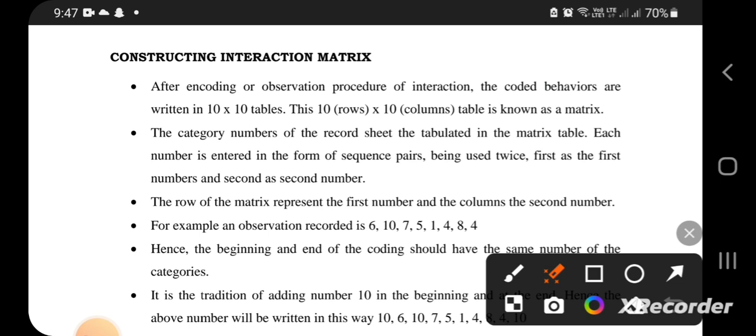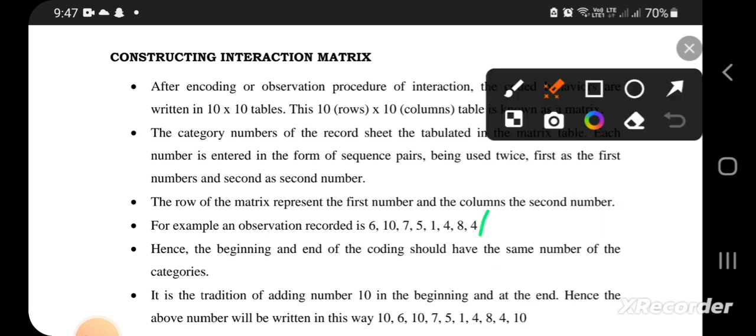Incorporating the number 10 as specified, we begin and conclude the sequence with the number 10. This means that our original observations need to be modified accordingly. The original sequence provided is 6, 10, 7, 5, 1, 4, 8, 4. By adding 10 at both the start and the end, we arrive at the modified sequence 10, 6, 10, 7, 5, 1, 4, 8, 4, 10.